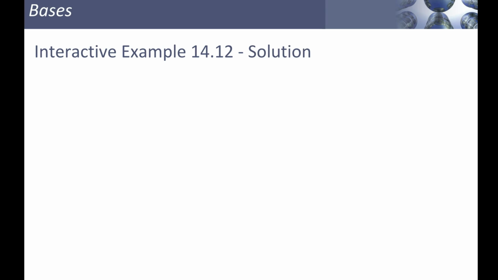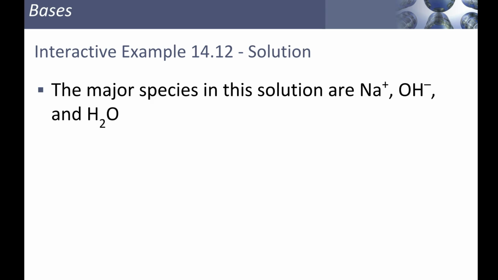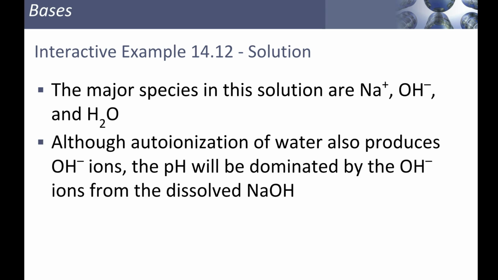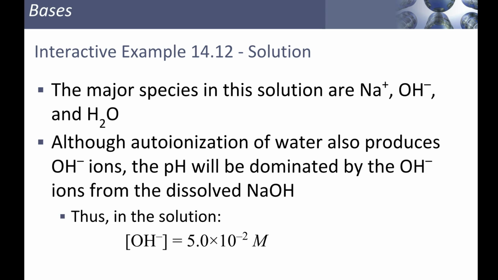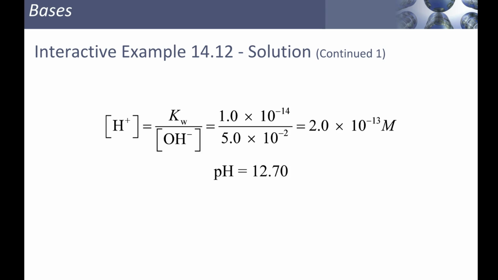So the negative log of the hydroxide is pOH. Major species in here: sodium, hydroxide, and water. Autoionization of water produces hydroxide, but we already know that the pH is dominated by the strong base. So in solution, the hydroxide is 5 times 10 to the negative 2.